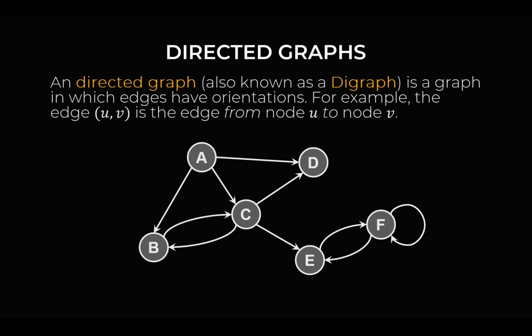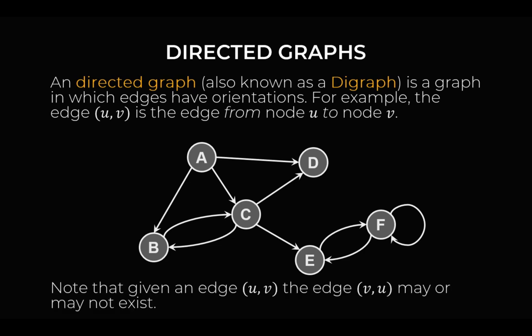In contrast, a directed graph, also known as a digraph, is a graph in which edges have orientation. In this case, edges are represented by an arrow. When considering an edge from U to V, I will use the term source, origin, or tail to refer to the node U, and target, destination, or head to refer to the node V. Note that if a digraph has an edge UV, the edge VU may or may not exist.